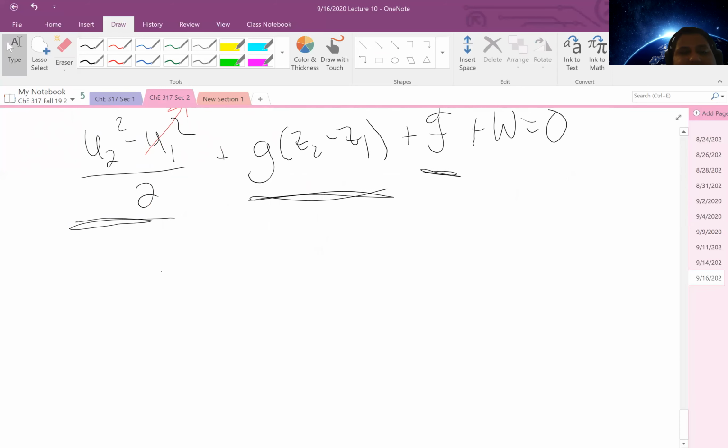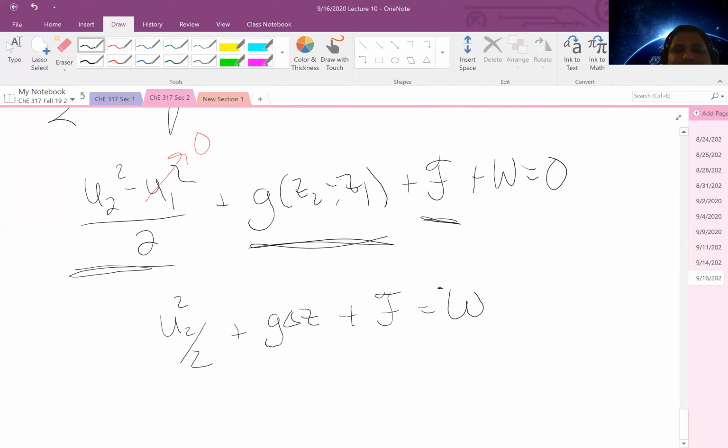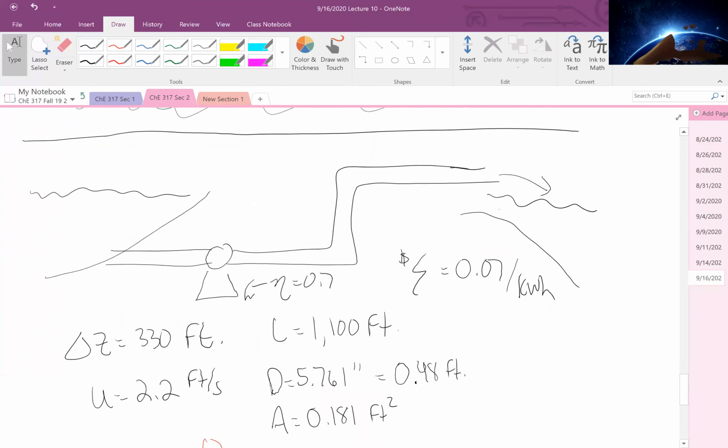And so we're left with u squared over 2 plus g times our delta z term plus friction equals our work, which is negative. Can't we cancel out Z1 though? Yeah, we can, if you want. But like I said, at the end of the day, in terms of how you do it, the Z2 is going to be 330 feet, or the delta Z is still going to be 330 feet. But that's fair, depending on how you pick those points.